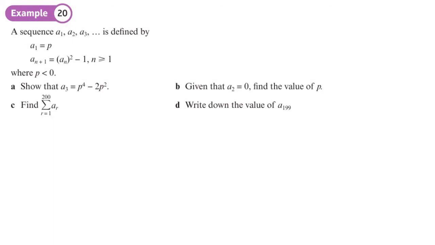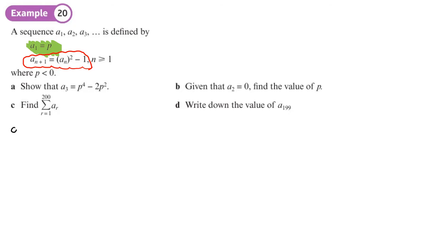So here what we have is some information. We're given the first term. It's given algebraically as p. And we're given the rule here. Yeah, here's our rule, and there's some information about p and n. N is greater than or equal to 1. P is less than 0, so that might tell us something about our solutions. And it says show that A3 is that expression, right?